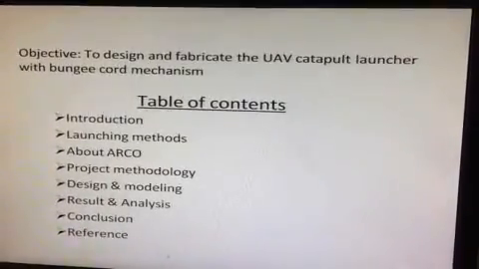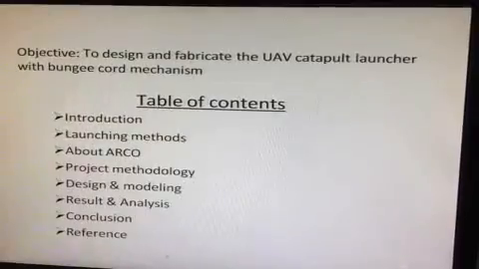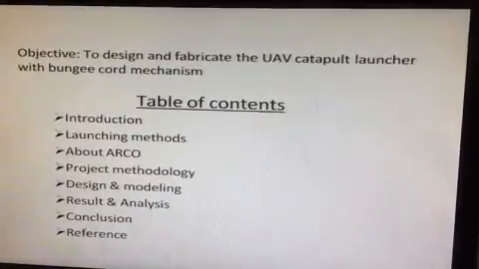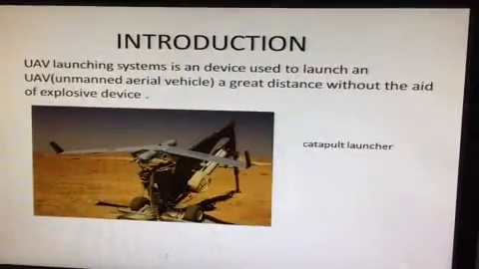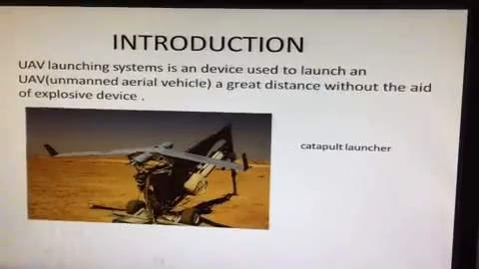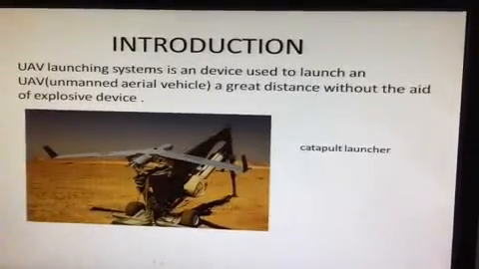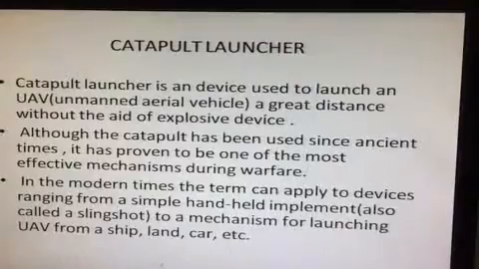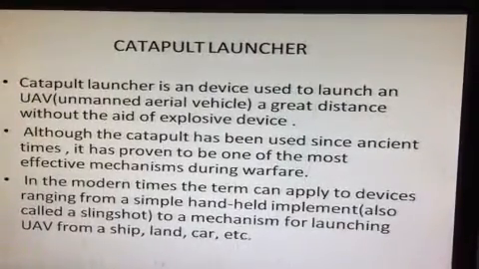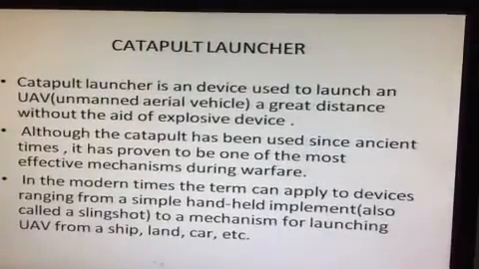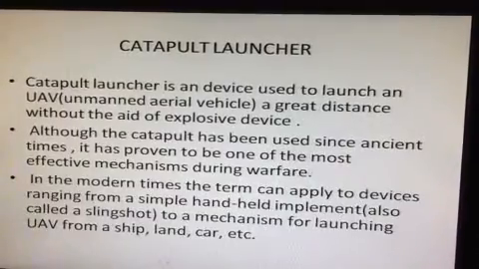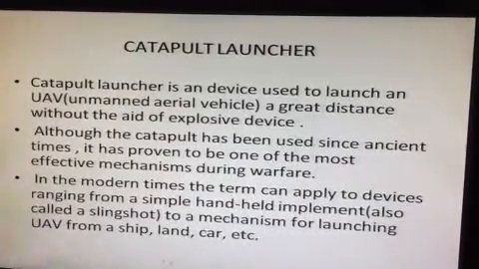The table of contents is introduction, launching methods, about ARCO, project methodology, design and modeling, result and analysis, conclusion and reference. Coming to the introduction, a UAV launching system is a device used to launch an unmanned air vehicle a great distance without the aid of an explosive device. Although the catapult has been used since ancient times, it has proven to be one of the most effective mechanisms during warfare. In modern times, the term can apply to devices ranging from a simple handheld implement to a mechanism for launching from a ship, land, a car, etc.